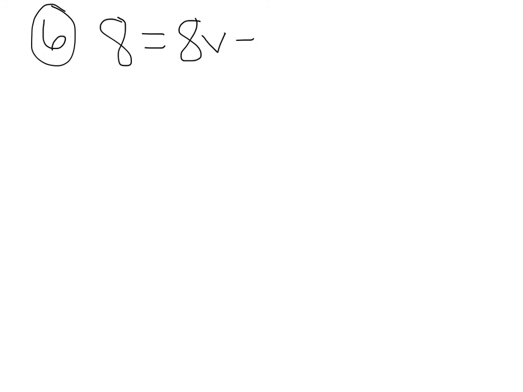The last problem that you're going to do is number 6. And this is 8 equals 8v minus 4 parentheses v plus 8 close parentheses. Hit pause and work this out on your own.